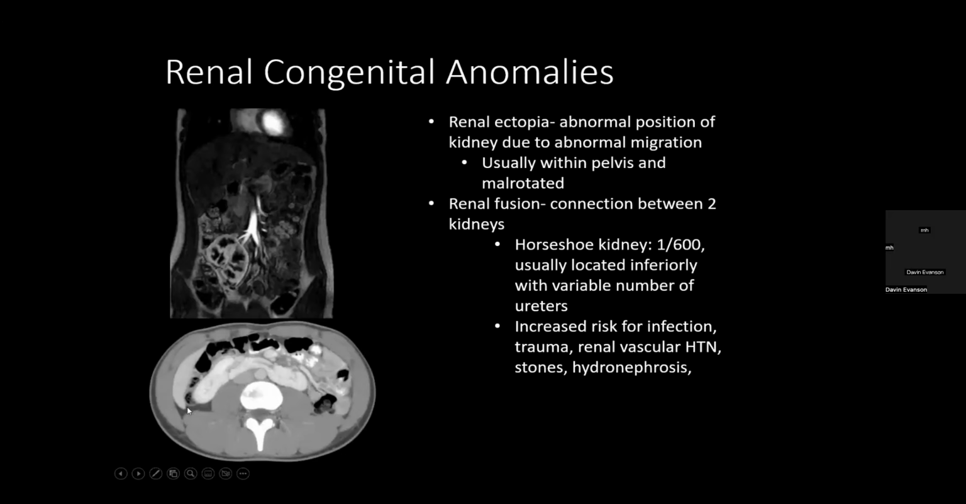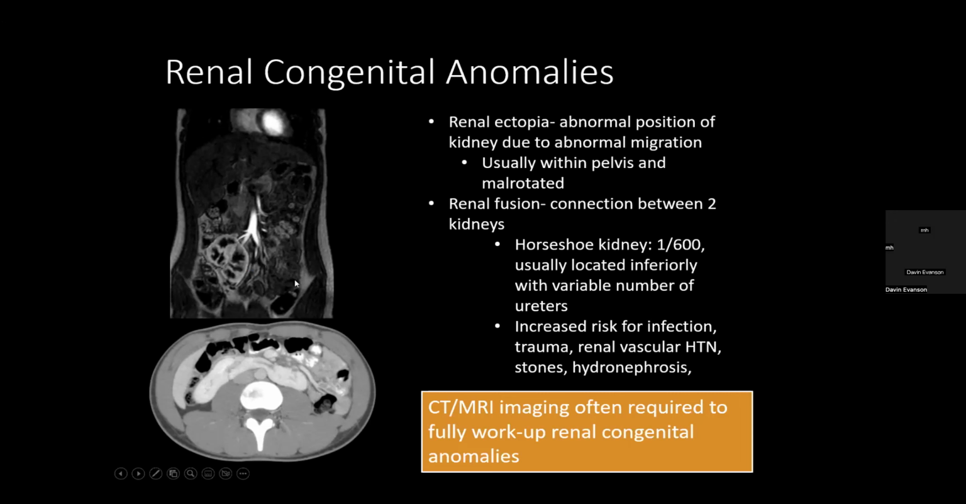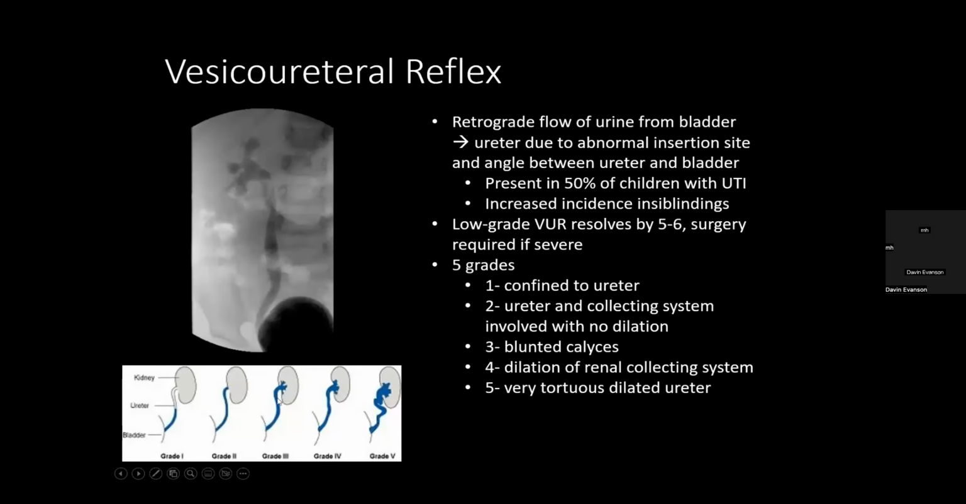Some renal anomalies, one of my favorites, the horseshoe kidney. You can get ectopias, malrotations. Sometimes just an incidental finding.